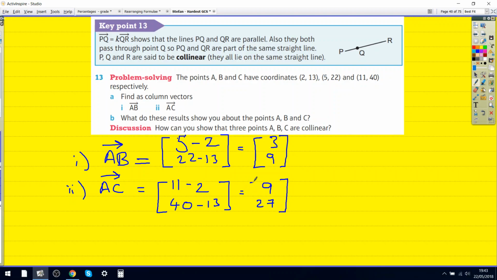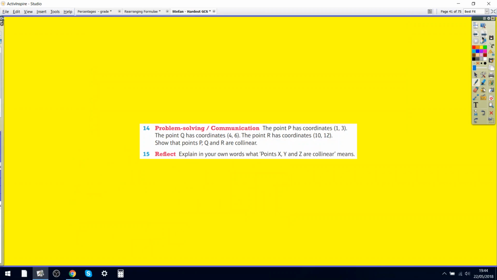And what is this last part about? Part B. Points A, B, and C are on the same line because they're all proportional, the same ratio of 1 over 3. What would you have to multiply AB by to get AC? By 3. So 3AB is equal to AC. And they share the same coordinate 5, 22, so they're on the same straight line. The point P has these coordinates. Show that they're collinear, so we just did that.